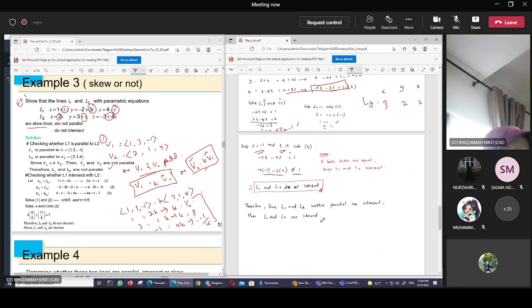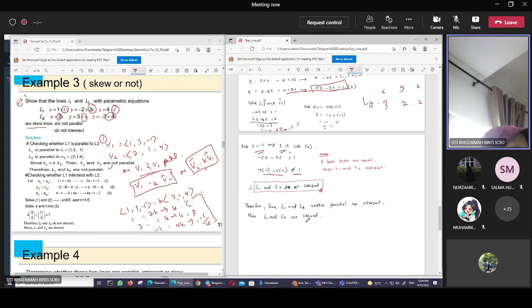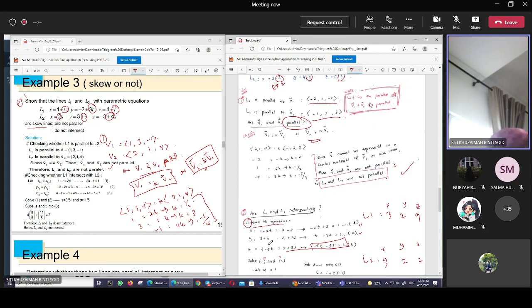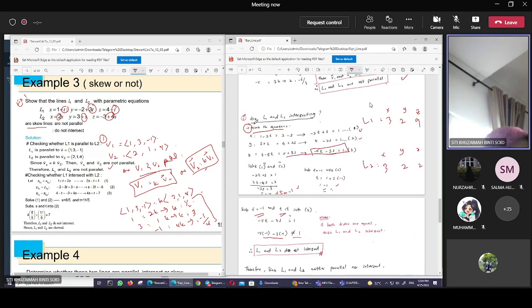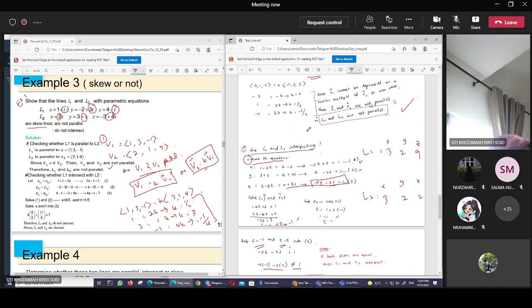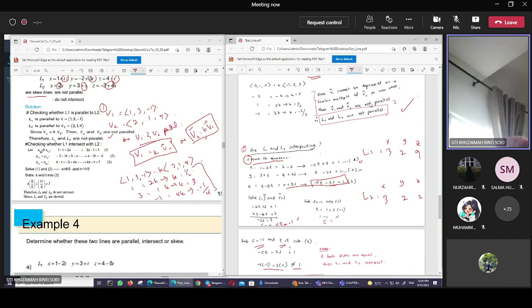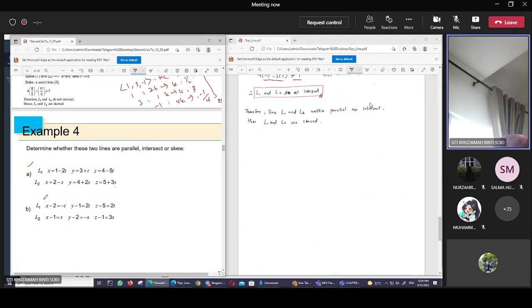Okay tak? Maksudnya, in order to check either L1 and L2 ni skew ke tidak, you have to check these two dulu. Check for parallel, check for intersect. So the idea is the same as this. You boleh try buat. Look at this. And this one has been discussed in this example. So this one is considered as your homework lah.